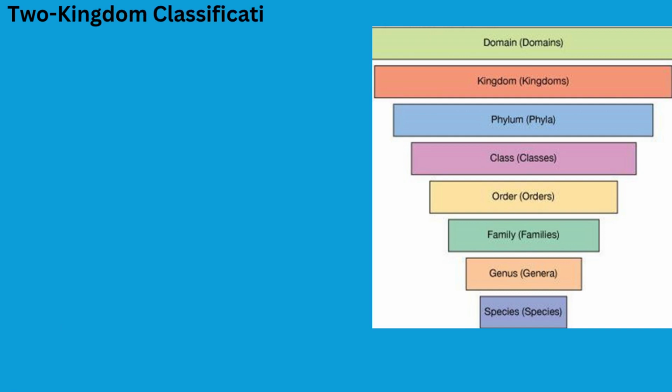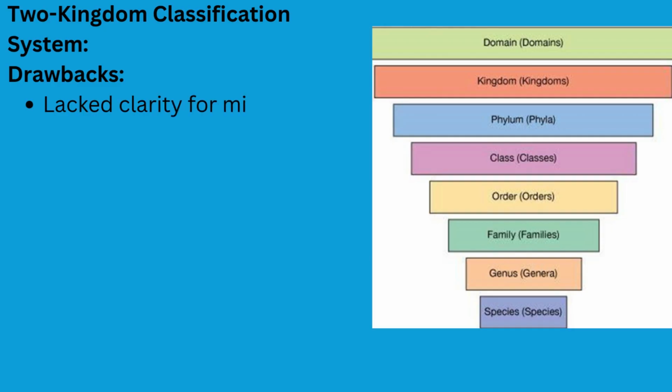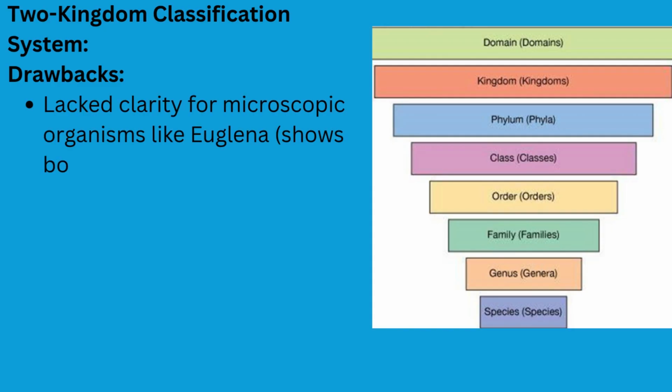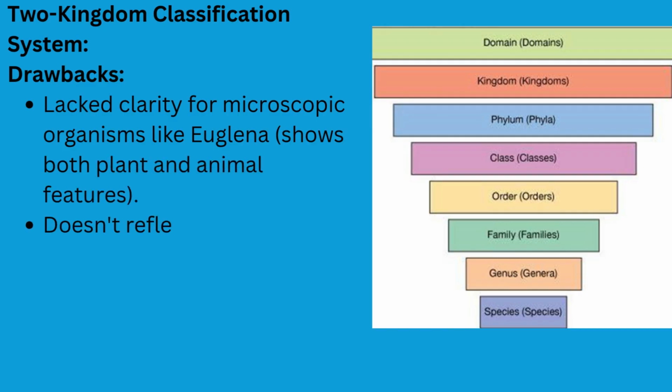More drawbacks of the two-kingdom classification system are that they lack clarity for microscopic organisms like Euglena that show both plant and animal-like features. It doesn't reflect evolutionary relationships as well.